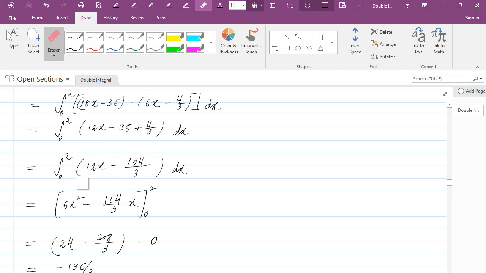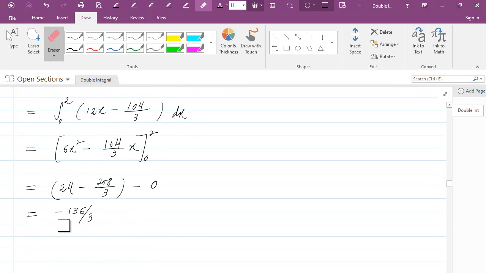So we are integrating with respect to x. The integral of 12x would be 6x squared, and here we get 104 over 3 times x. Evaluate at the upper limit and lower limit, and subtract. So we plug in 0, we get 0. We plug in 2, we get 4 times 6, 24, minus, plugging in 2 here, 208 over 3. And at the end, we get negative 136 over 3.